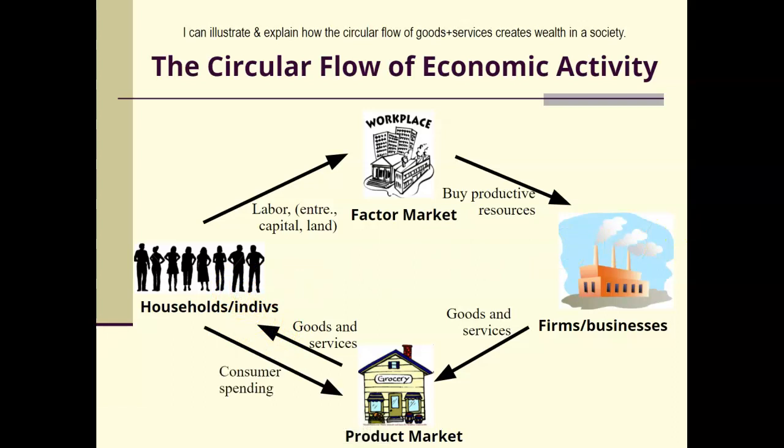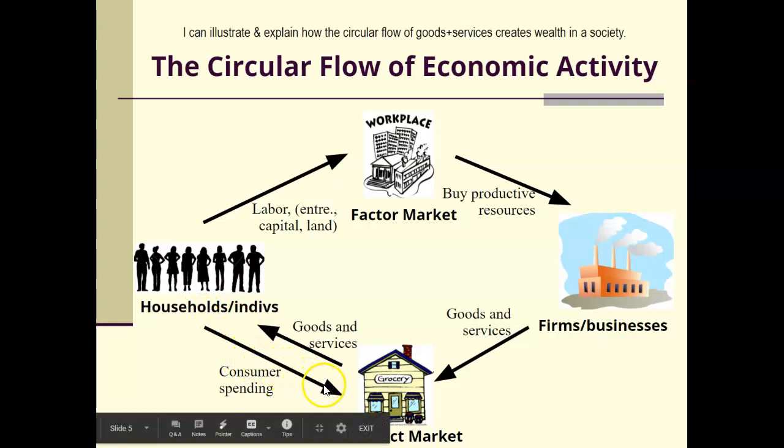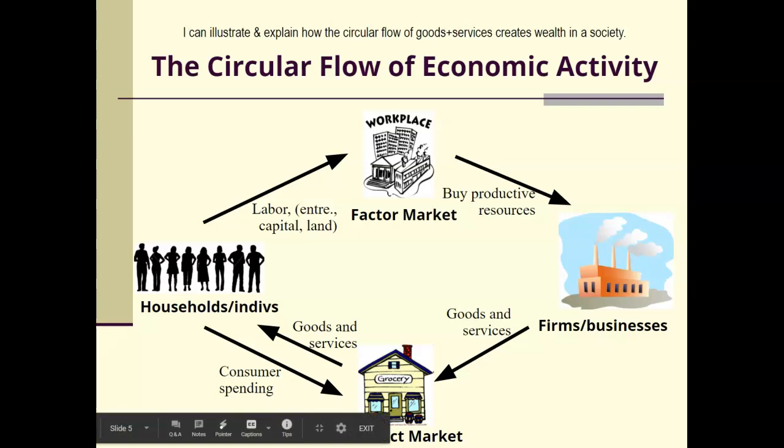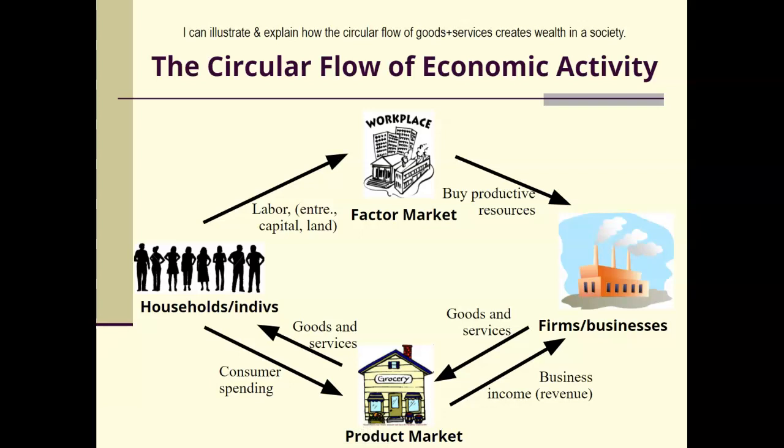Now, she spends money, so this outside line is going to be the line that reflects the flow of money. My daughter spends her money at the product market where she gets her food. The food goes to the larger business or the business overall, and this is called business income or revenue. So Cub Foods business gets the revenue for that.